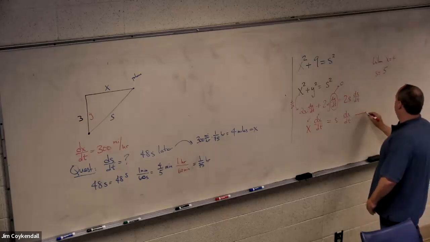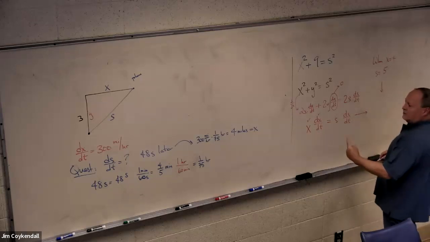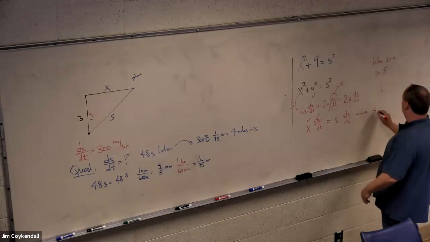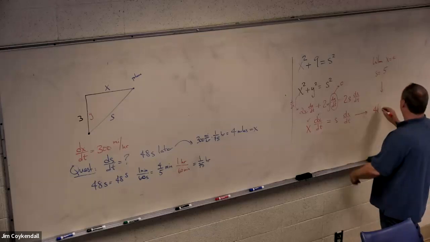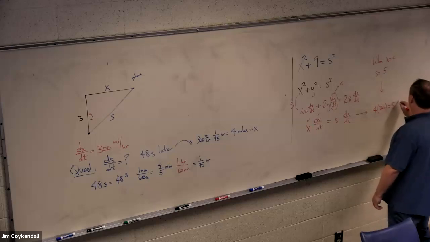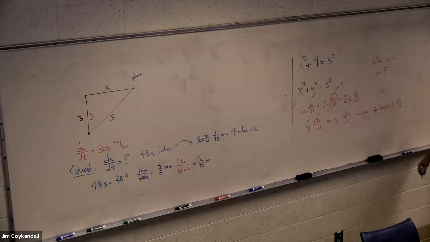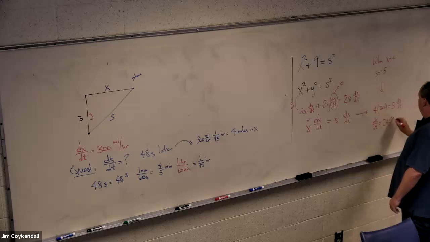So let's put it all together. X is 4. The dx/dt is 300. S is 5, and we want the ds/dt. So if you divide out by this, I get that ds/dt is 240 miles per hour.